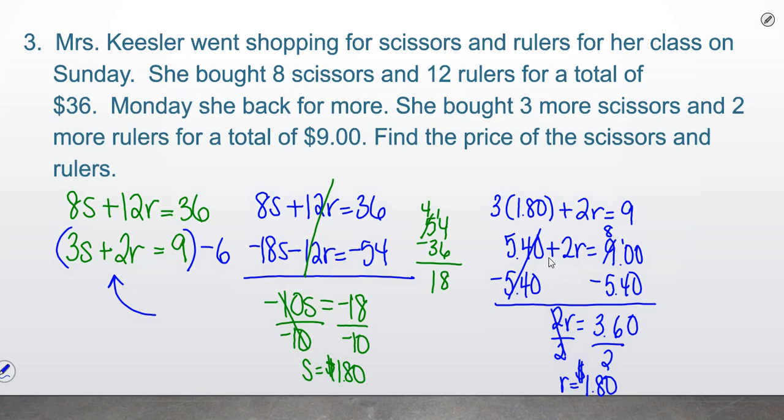So both the rulers and the scissors cost $1.80. Done. Okay, so again, make sure you're being very careful and you're reading the question thoroughly so that you don't miss anything. You're now going to try some additional problems on your own. Good luck.